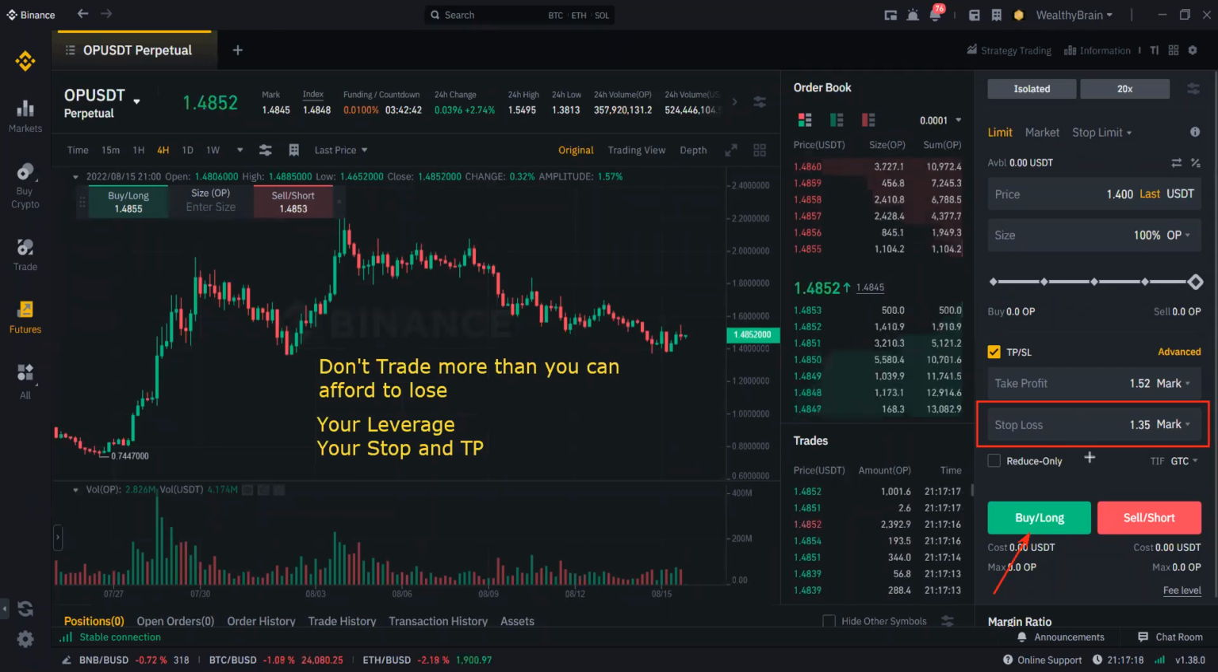The same thing is applicable to short. If you are given a signal for short, you can just do likewise and then hit sell short, and then you are good to go. If you choose a market price while clicking on this, that means it will trigger with the market price instantaneously, and then the trade begins to count.